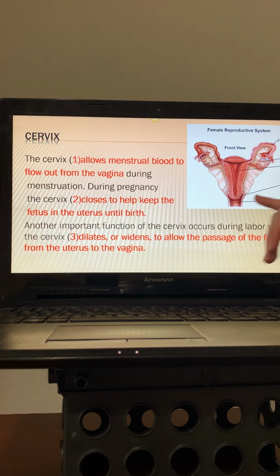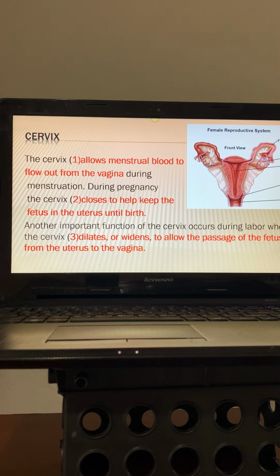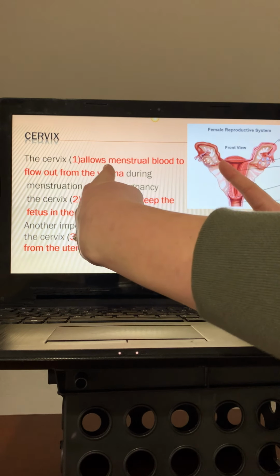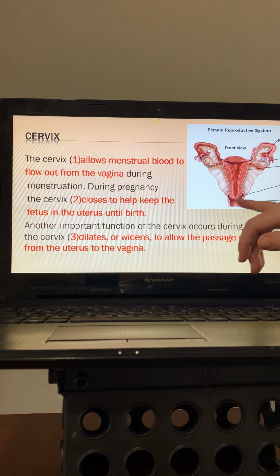If she is pregnant, it needs to close to keep that baby in, and it closes with something called a mucus plug. And if she's pregnant, when she's ready to give birth or have her baby, it's going to dilate or widen to allow the baby out. So if you've heard someone who's pregnant say that she's dilated to 10 centimeters, that cervix, so the sideways letter C, needs to dilate to 10 centimeters, which is about this wide, to allow the baby out of the uterus and into the vaginal canal.